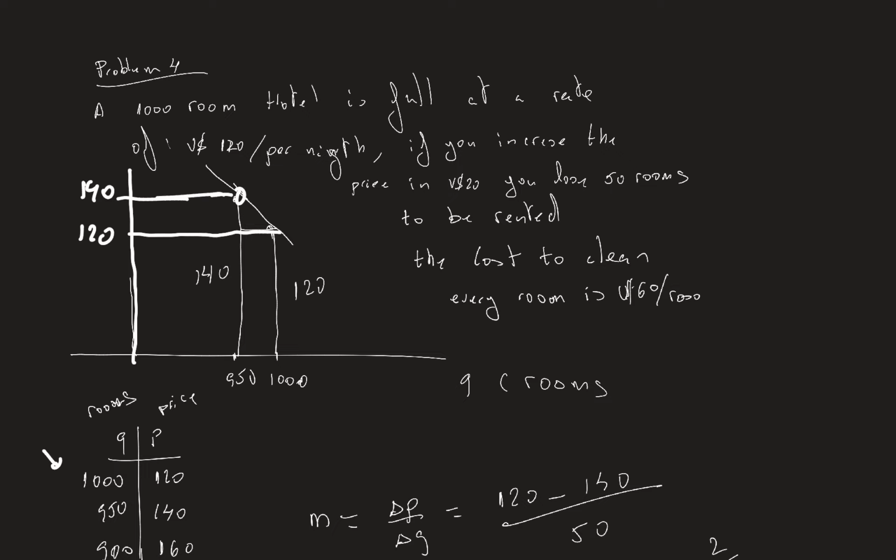So now I'm going to solve it, and I'm going to give you the whole idea. The problem says like this: you have a hotel. You are the owner of the hotel. The hotel has 1,000 rooms.